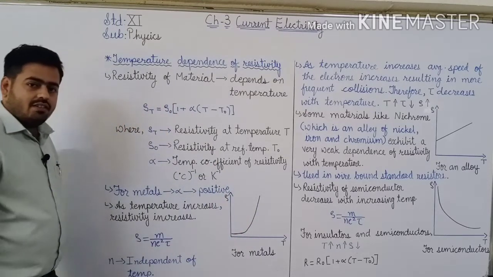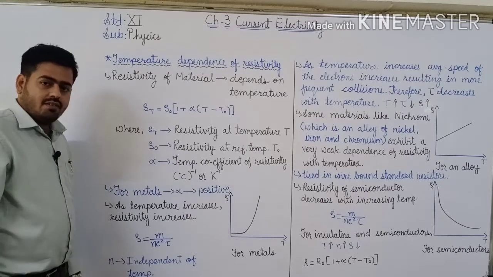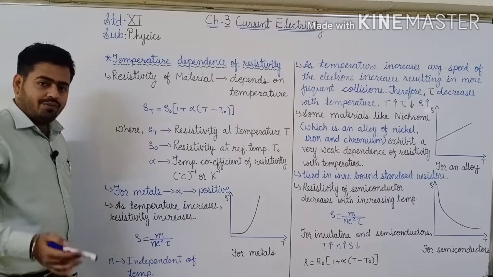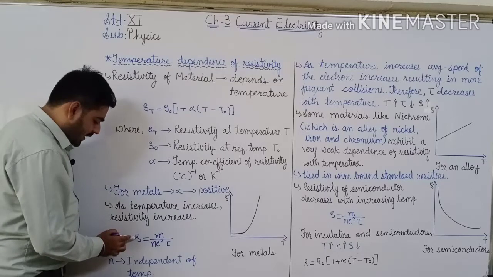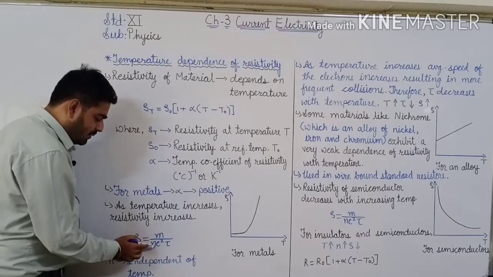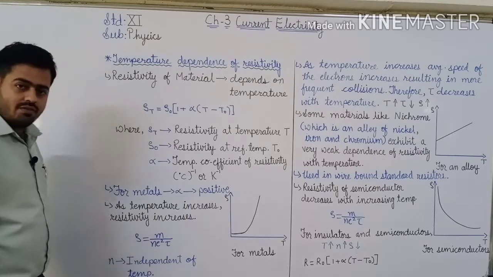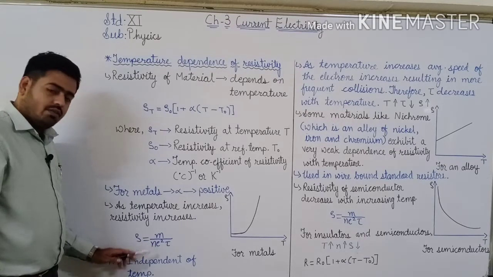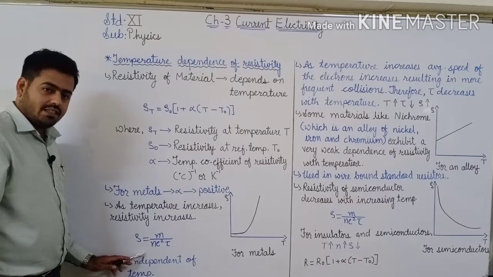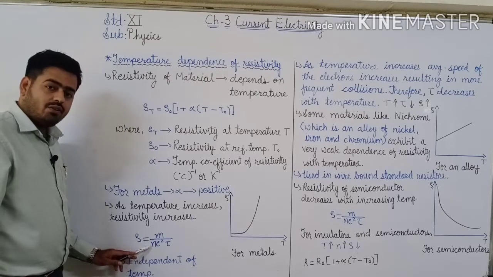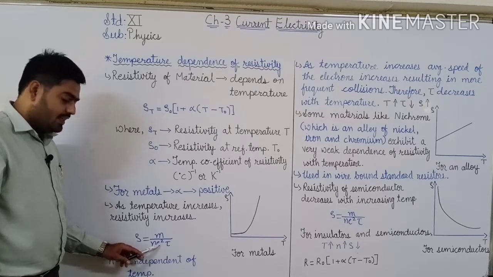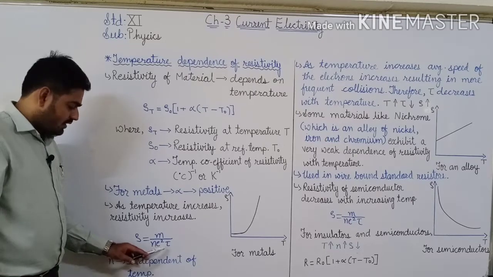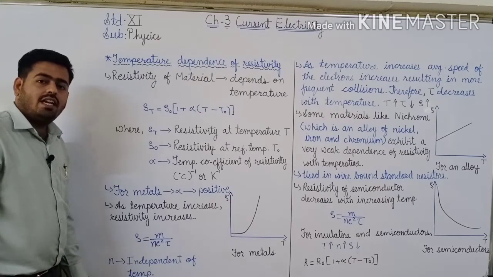We have studied the formula of resistivity. When we studied about drift velocity, at that time we obtained this formula: resistivity rho is equal to m upon n e square tau. What is m? That is mass of an electron. What is n? That is number density, that is nothing but number of electrons per unit volume. What is e? Charge of electron. And what is tau? That is relaxation time.